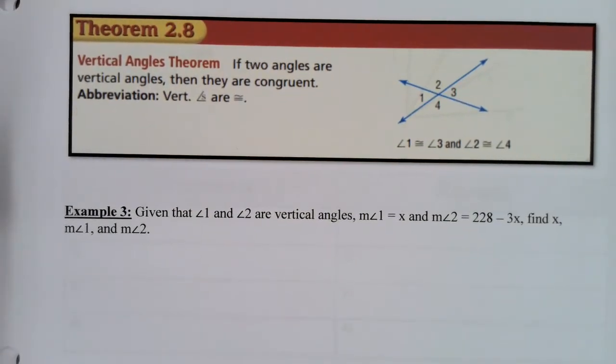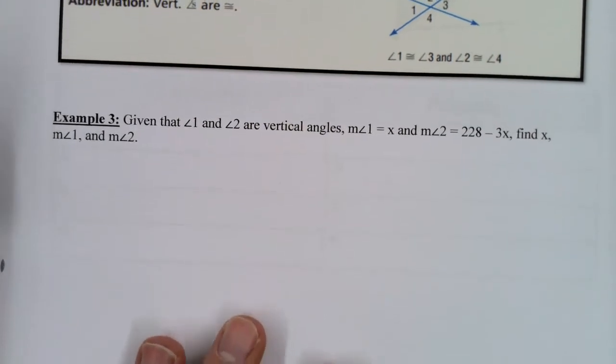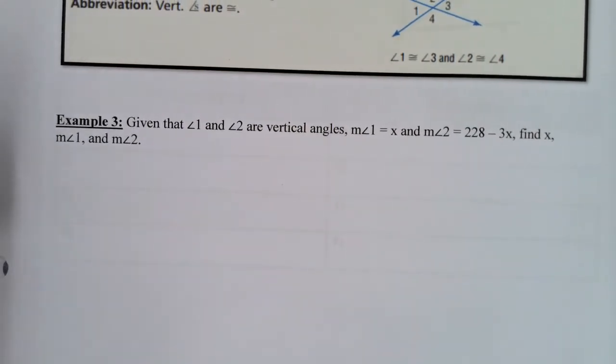So now we have a problem that's not a proof. Oh boy, I forgot what it was like to do these. Anyway, given that angle 1 and angle 2 are vertical angles, the measure of angle 1 equals x, the measure of angle 2 equals 228 minus 3x. Find x, find the measure of angle 1, and find the measure of angle 2.